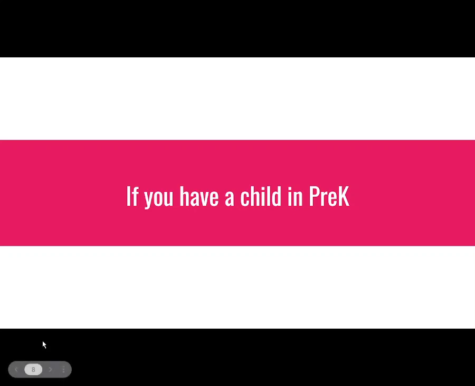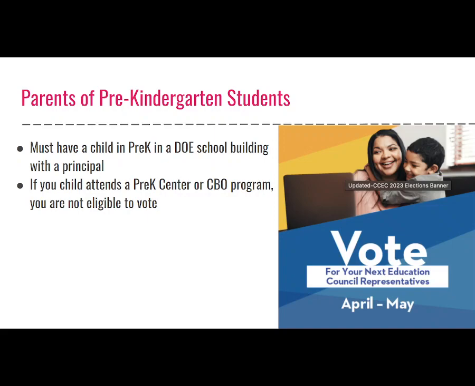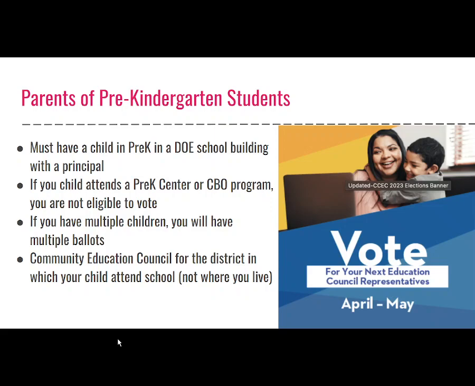If you have a child in pre-kindergarten, you must have a child in pre-K in the Department of Education school building with a principal. If your child attends a pre-K program or pre-K center or community-based organization pre-K program, you're not eligible to vote. If you have multiple children, you will have multiple ballots. Community Education Council for the district in which your child attends school is where you will vote, not where you live.